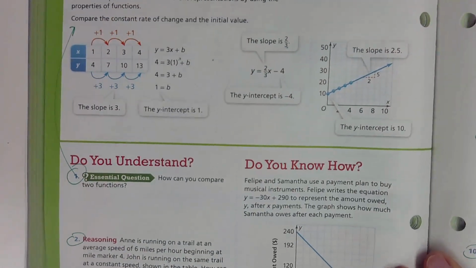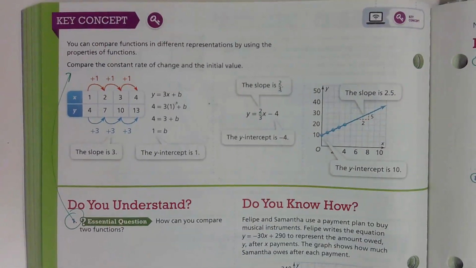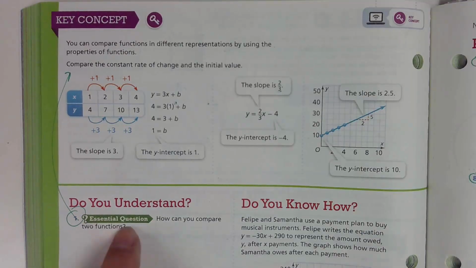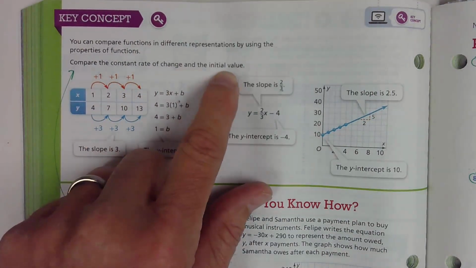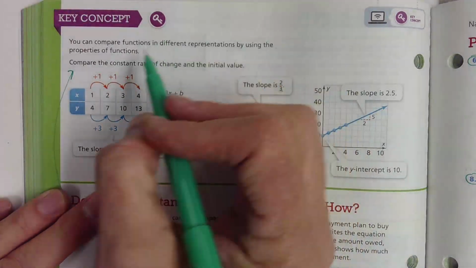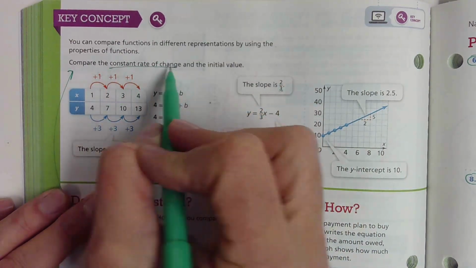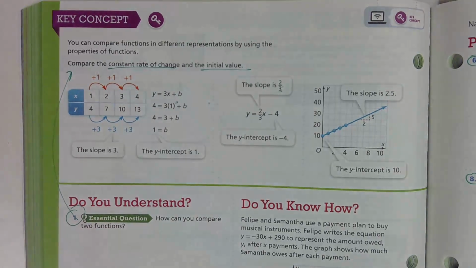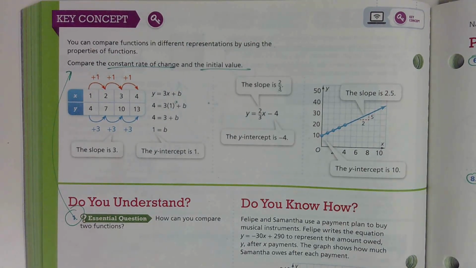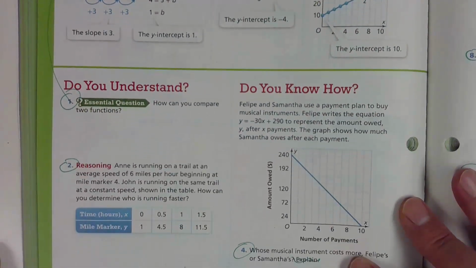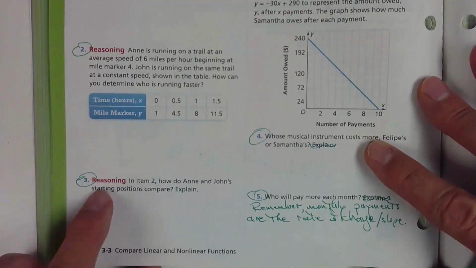All right, page 180, key concept. It says, how can you compare two functions? Compare the constant rate of change and the initial value, which is what I just asked you to do and what I was talking about a few moments ago. The constant rate of change and the initial value. So the slope and the b. Number 2, circle that. I want you to do it. Number 3, circle that.